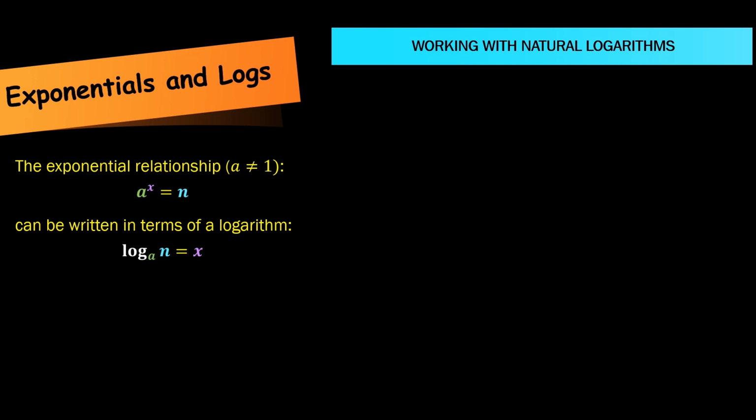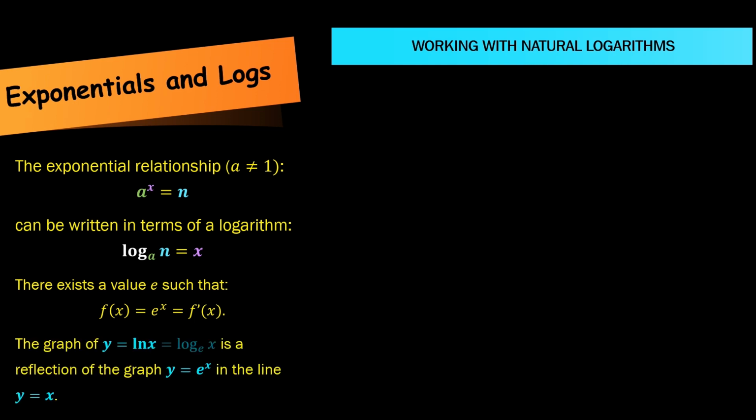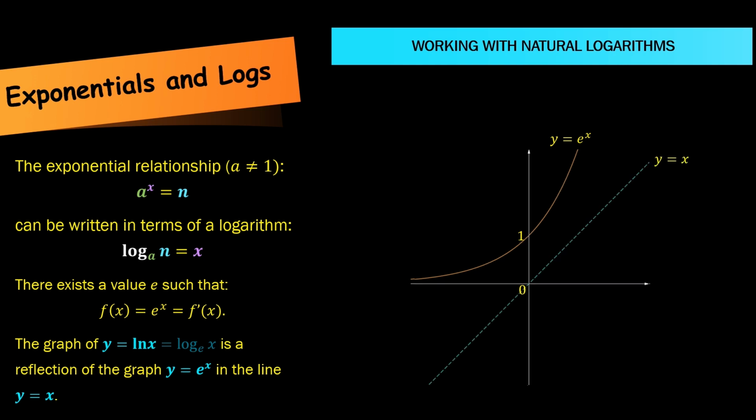Recall that the exponential relationship a to the power x equals n can be written in terms of a logarithm, log n base a equals x. And of course, as we said in the last slide, there exists a value e such that f of x equals e to the power x equals f dash of x. The graph of y equals the natural log of x, which equals log x base e, is a reflection of the graph y equals e to the power x in the line y equals x. So here's y equals e to the power x. And here's the line y equals x.